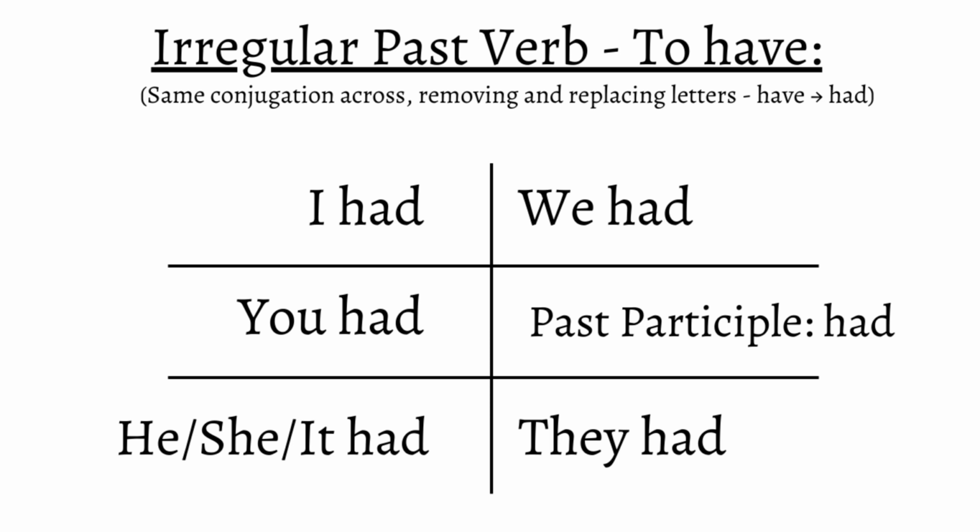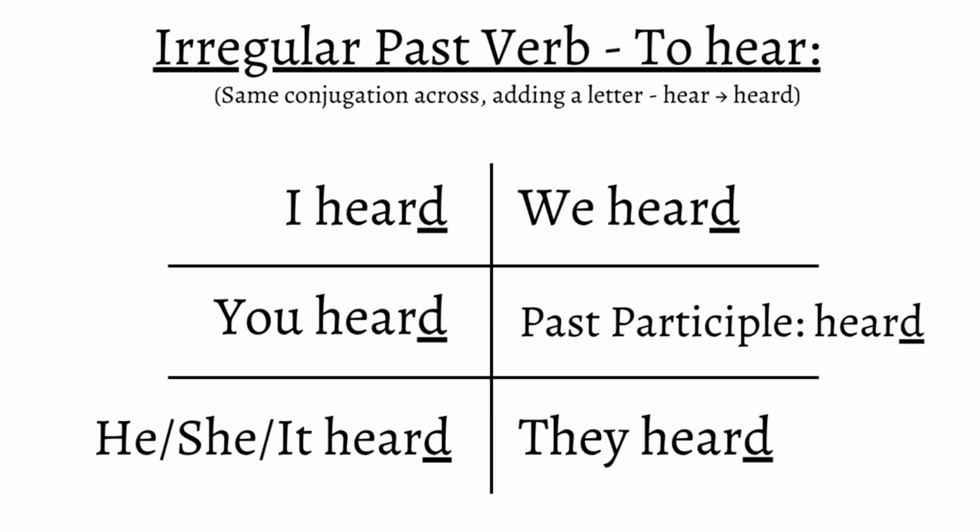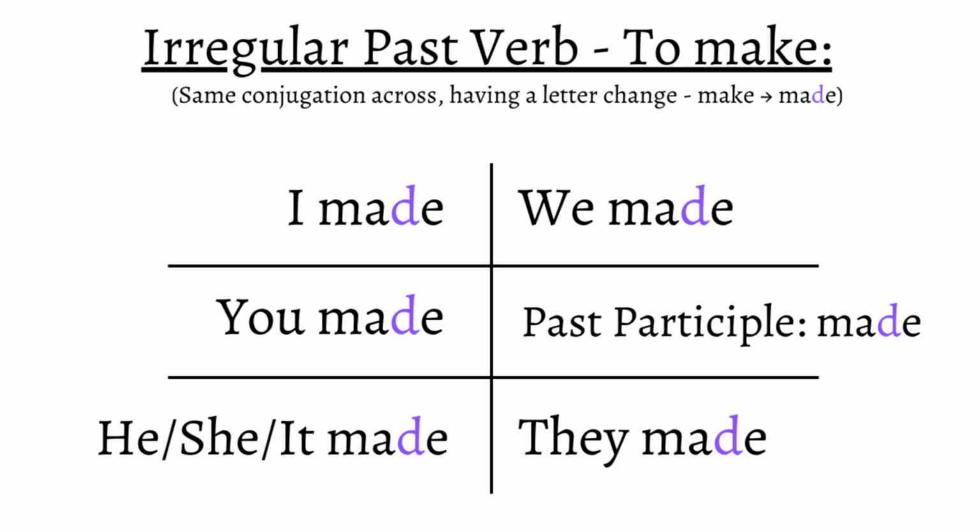Now we have to have. Had. Its past participle is the same. Had. Now we have to hear, which receives a letter in the past simple but changes the pronunciation. Heard. Its past participle is also the same. Heard. Now, we're getting to the final ones. To make. Made. We have a letter change, and the past participle is also the same. Made.